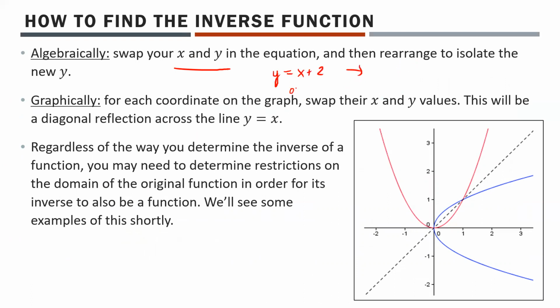if this is the original, now you just change that to x equals y plus 2. That's now your inverse, but get y by itself. So then you have x minus 2 equals y. Boom, there it is. That's the inverse.